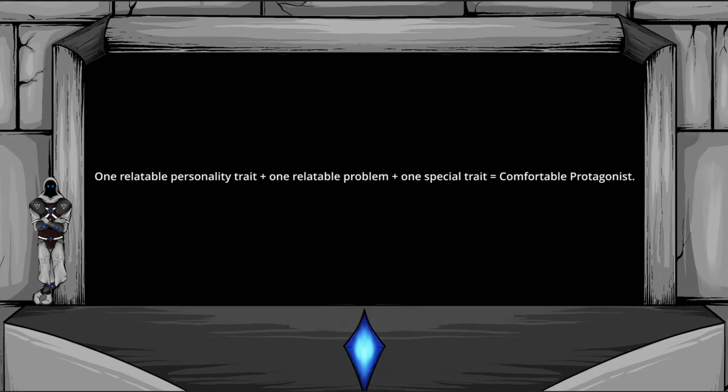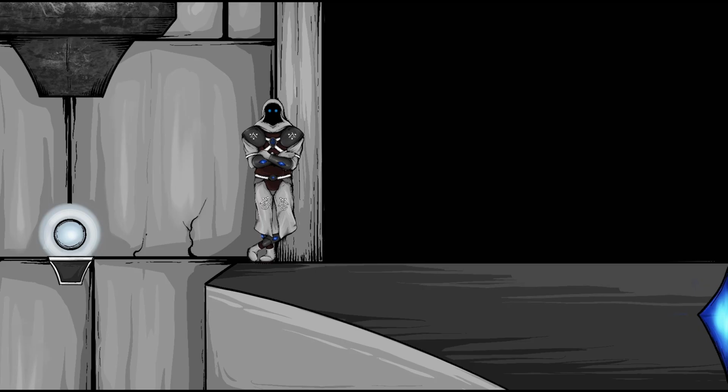Well, you get the idea of how you can use this formula to make your own comfortable protagonist, no matter what type of creator you are. Do this and the audience will easily enjoy a glass of whiskey alongside your comfortable protagonist.